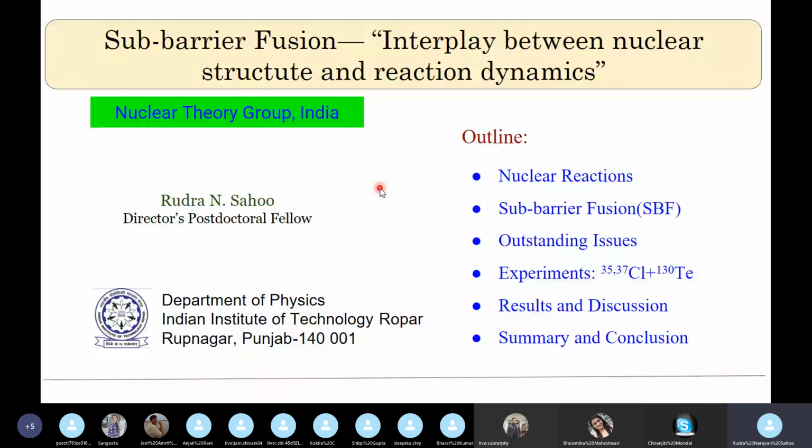First, I will give a brief introduction about the nuclear reactions and their classification. Then I will come to subbarrier fusion and the outstanding problems of this field. To understand these outstanding issues, we performed a few experiments at Inter-University Accelerator Center, taking 35,37 chlorine plus 130 tellurium. There I will explain the detail about the experimental techniques and the result, and finally I will conclude my talk by explaining the ongoing research problem of this field and constraints in the theory and experiments.